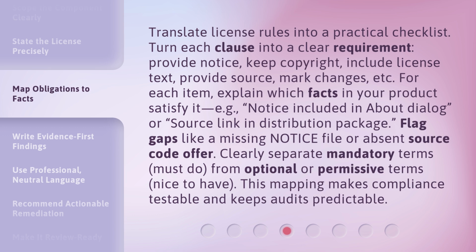For each item, explain which facts in your product satisfy it, e.g., notice included in about dialog or source link in distribution package. Flag gaps like a missing notice file or absent source code offer. Clearly separate mandatory terms, must do, from optional or permissive terms, nice to have. This mapping makes compliance testable and keeps audits predictable.